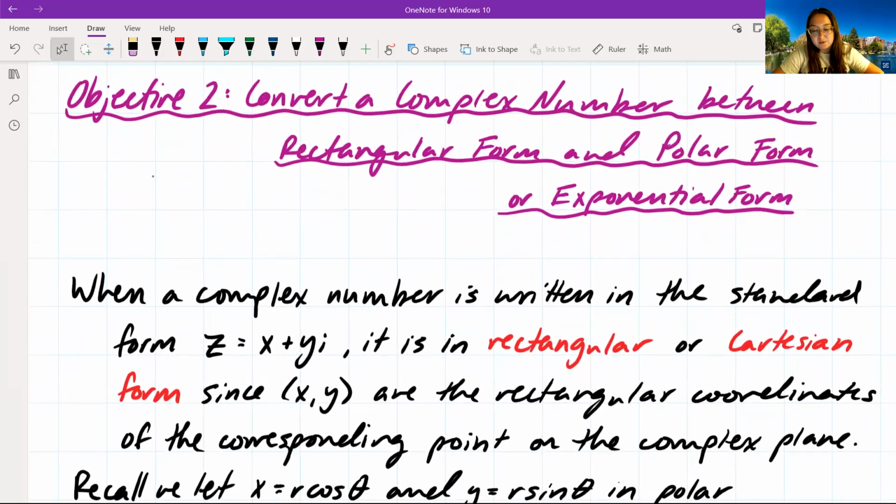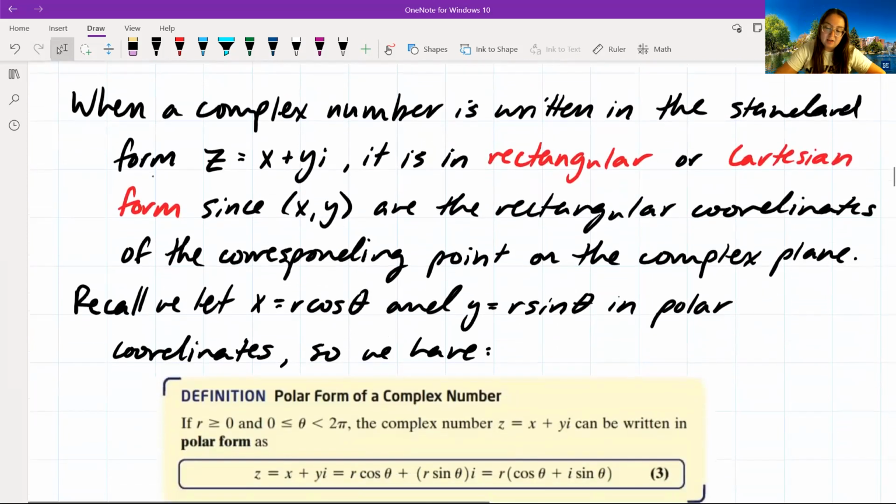All right, so objective 2, we want to convert a complex number between rectangular form and polar form or exponential form. So when a complex number is written in the standard form, z is equal to x plus yi, it is in rectangular or Cartesian form since x and y are the rectangular coordinates of the corresponding point on the complex plane. So once again, whenever we see x and y being used, we know that this is going to be in rectangular coordinates, because otherwise you would use exponential form or your polar form, which would then be r and theta.